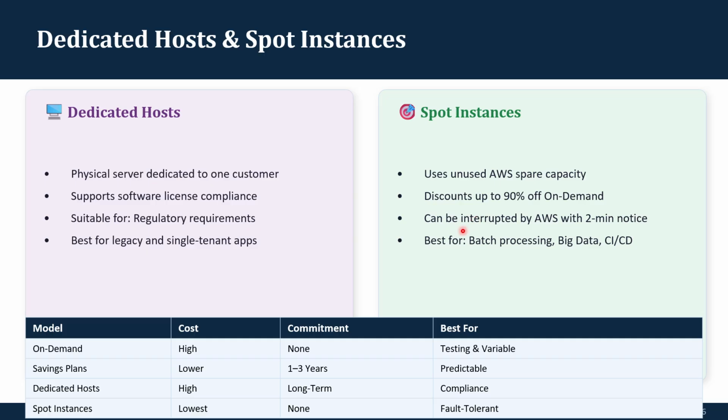If you need it, we can use the unused AWS spare capacity, but it can be interrupted by AWS within a 2-minute notice. We will only have a 2-minute notice, and then it will be interrupted. So that's the main problem we will have. It is best for batch processing, big data, or continuous integration or development. So this is the comparison between them.